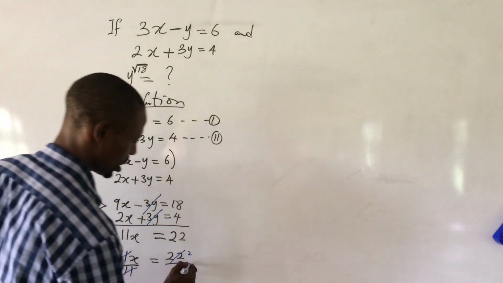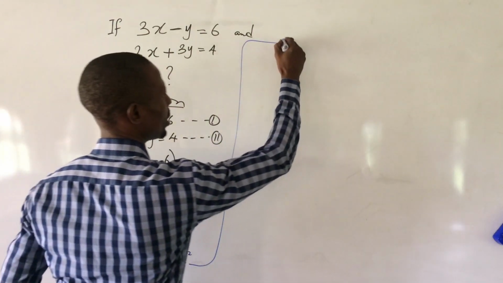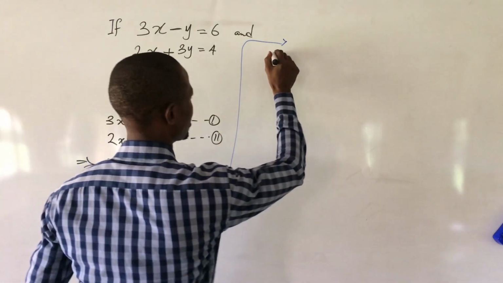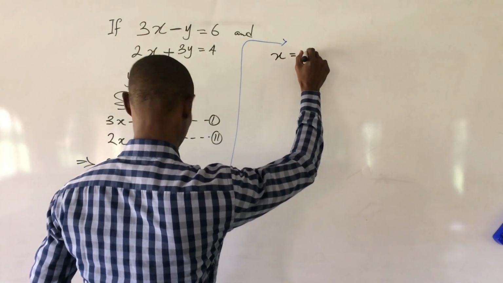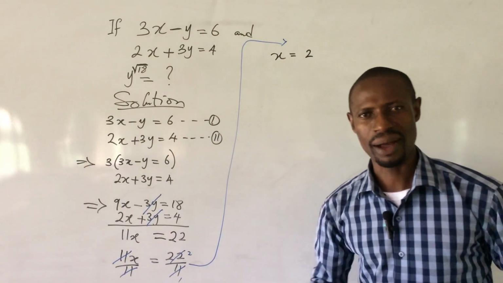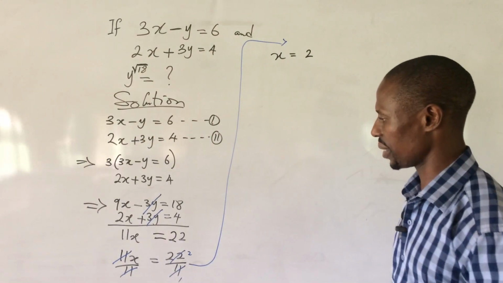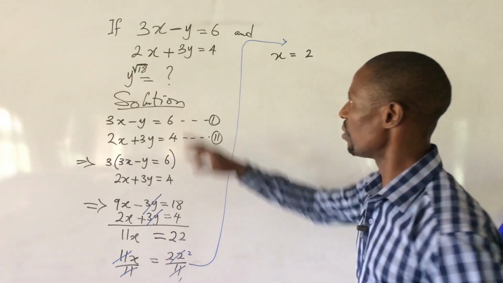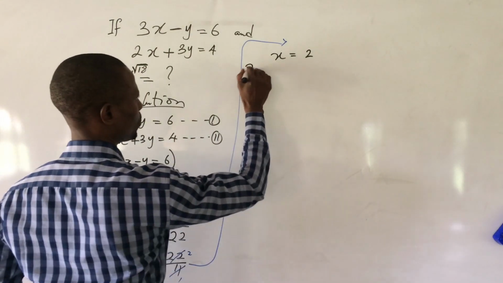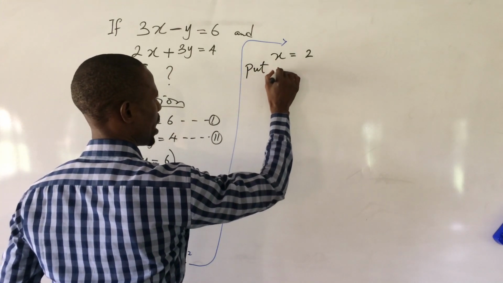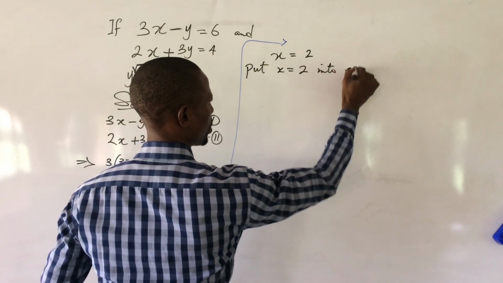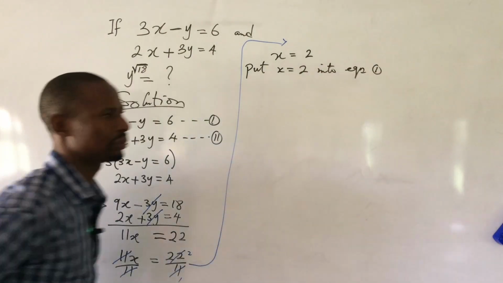So we proceed. If we move down, we're going to have x is equal to 2. Now that we've gotten our x, what is the next thing we do here? Is to look for the value of y from equation 1. So we can now say put x equal to 2 into equation 1.